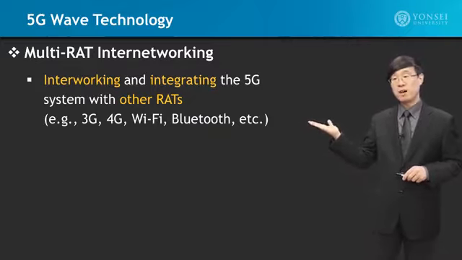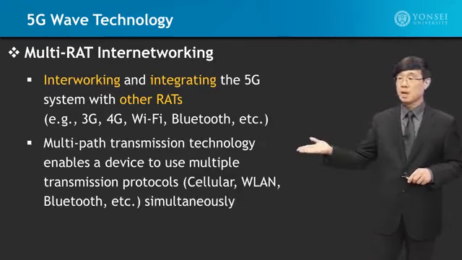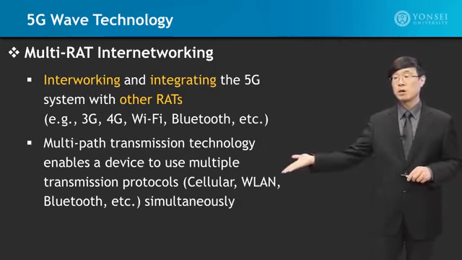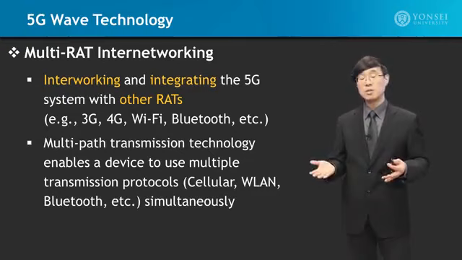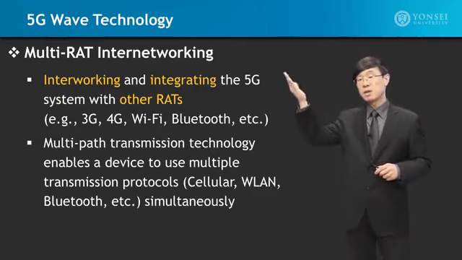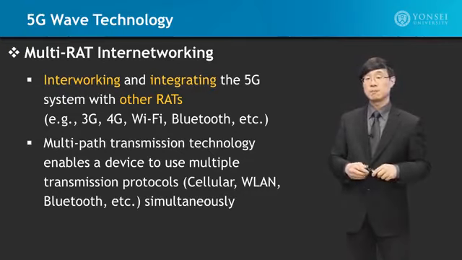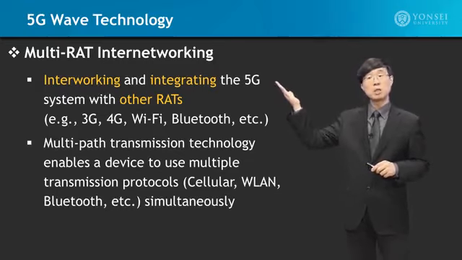Internetworking and integrating the 5G system with other radio access technologies, 3G, 4G, Wi-Fi, Bluetooth, is needed. Multipath transmission technology enables a device to use multiple transmission protocols simultaneously for cellular, like 2G, 3G, 4G, as well as wireless LAN, like Wi-Fi, Bluetooth, and other techniques can be used together, where I'm connecting both the Wi-Fi access point as well as the millimeter wave base station. This could be done simultaneously using multipath transmission technology based on multi-RAT internetworking.